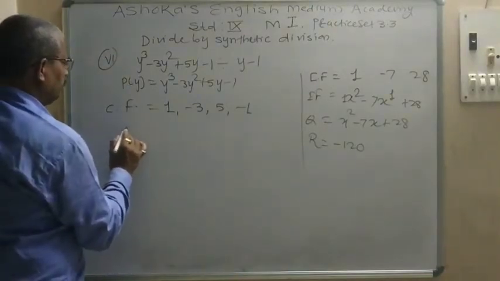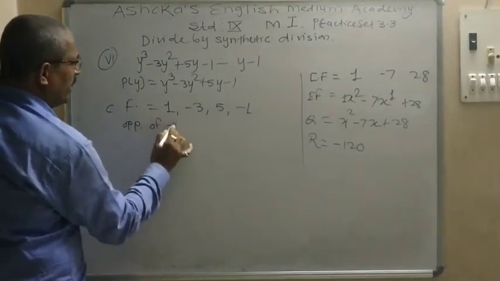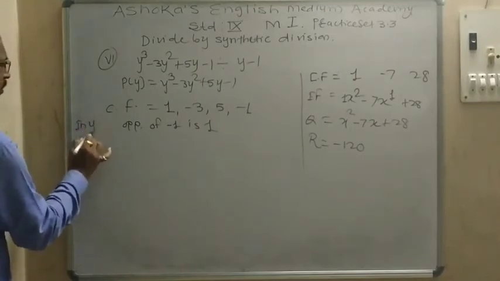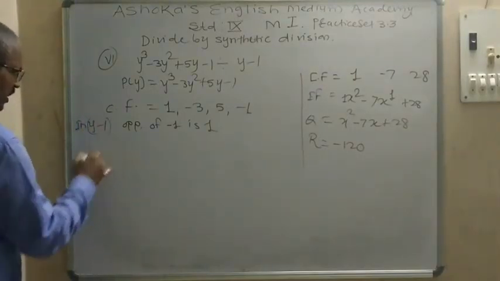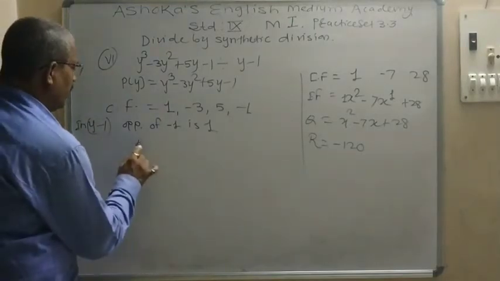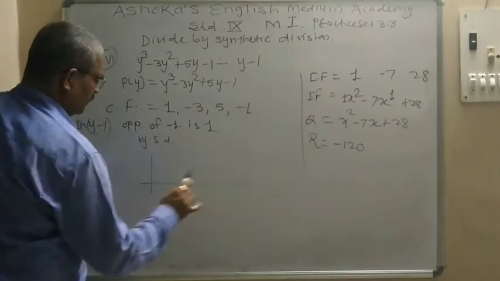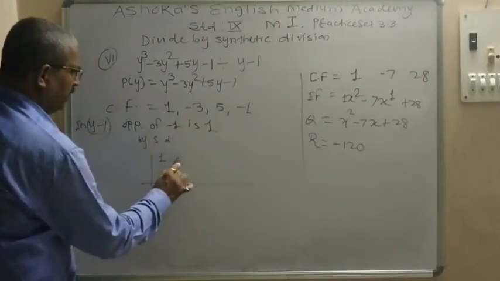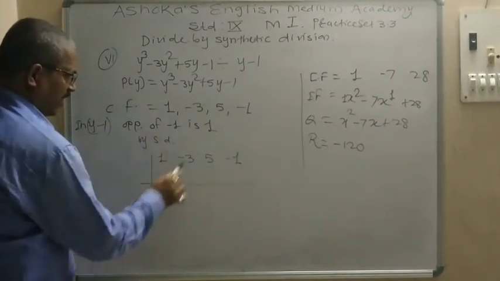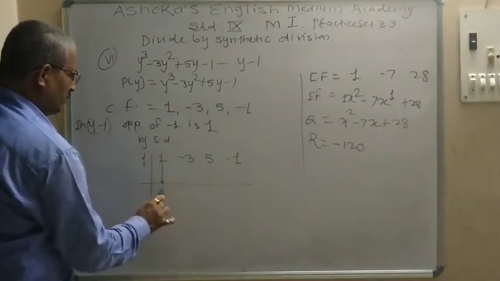Now opposite of minus 1 is 1. Here you should write in y minus 1, opposite of minus 1 is 1. By synthetic division, what is the next form? 1, minus 3, 5, minus 1. And opposite of minus 1 means divisor is 1. This 1 comes as it is.